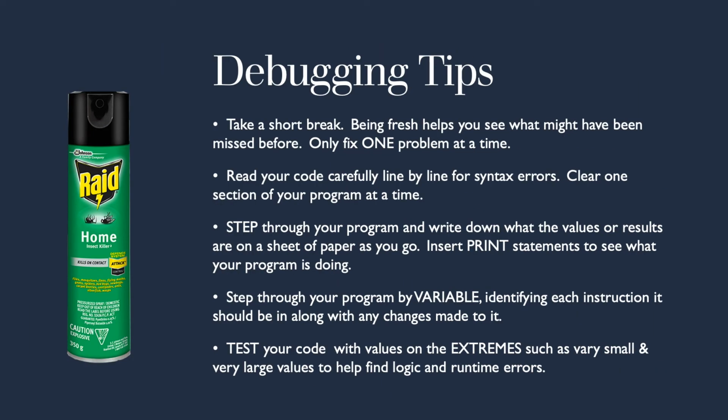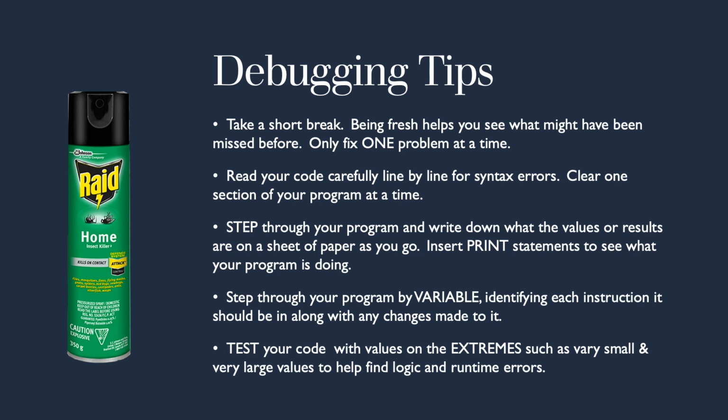Debugging tips. If you get a bug in your code, and everybody gets a bug in their code, take a short break. Sometimes being fresh will help you see what you might have missed before. If you have several errors, fix them one at a time. Make sure they work before you move on to the next one. Read your code carefully, line by line, for syntax errors. Clear one section of your program at a time. Do a few lines, and now look at the next few lines.